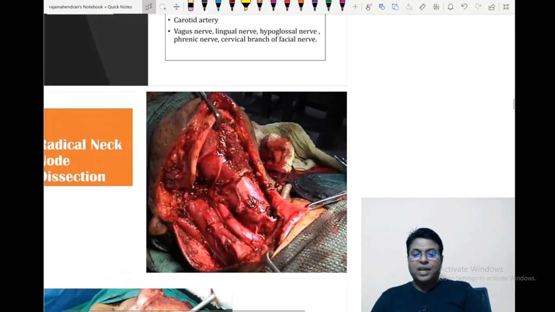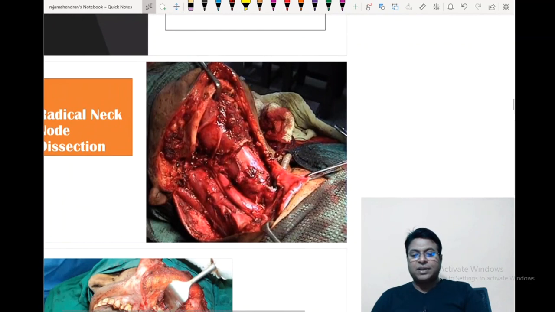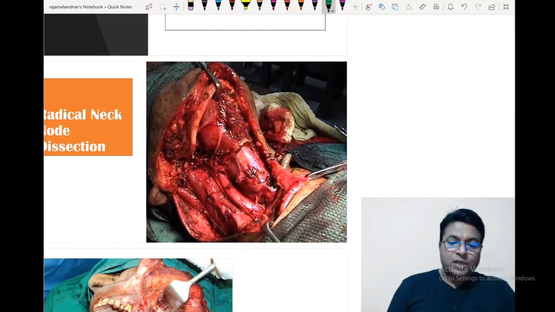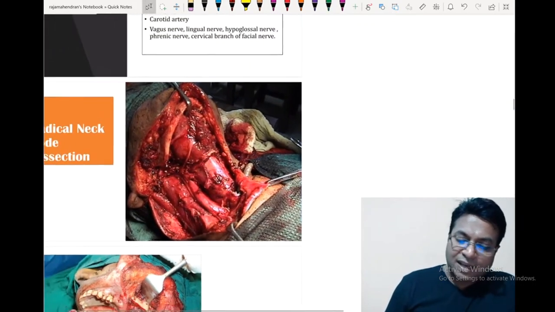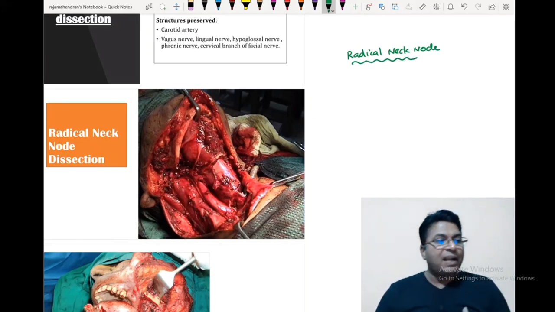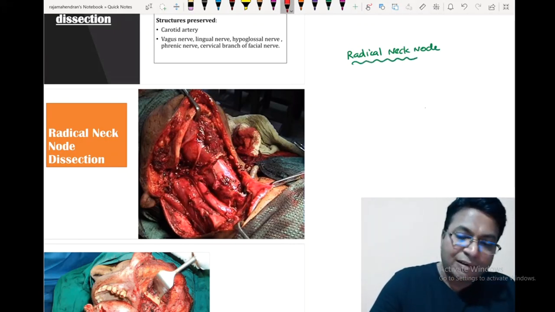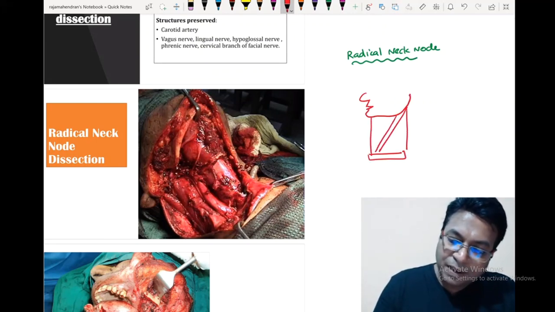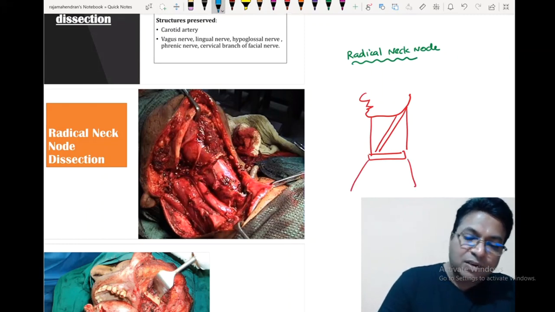So the most important thing I want you to know is about this dissection. Can you see there is a major surgery which has been done in this patient in the neck. So this surgery is what we call radical neck node dissection. I am going to explain about this radical neck node dissection now. So can somebody tell me how many levels of neck nodes we have? This is sternocleidomastoid muscle, this is clavicle, this is neck. So we have 7 levels of neck nodes.